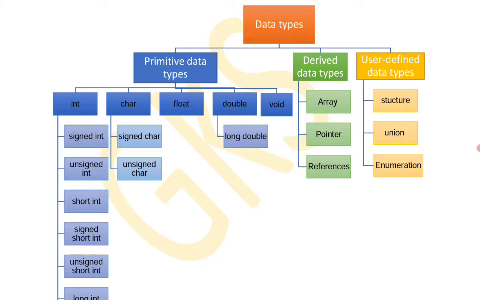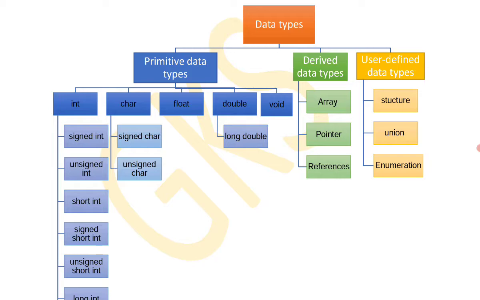So primitive data types or primary data types. What are primary data types? Generally primary data types are basic data types. They are also known as basic data types or main data types in C language, and all the other data types are generally formed using these primary data types only. So, int, char, float, double, void. What are the primary or primitive data types?